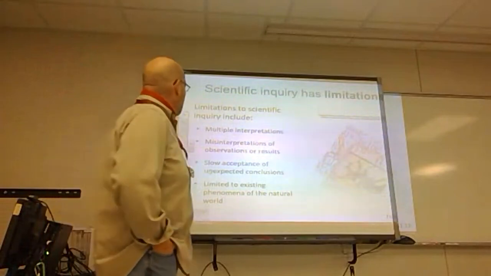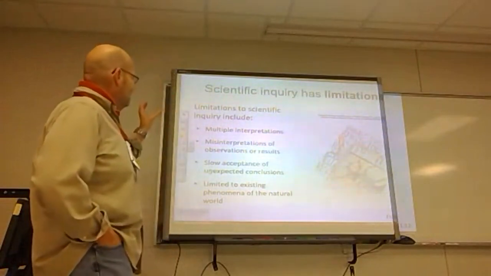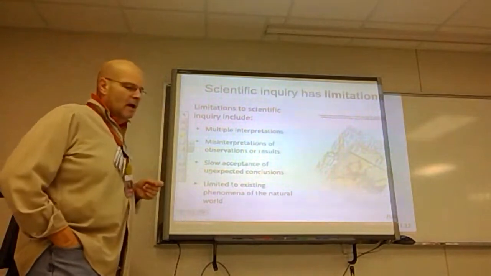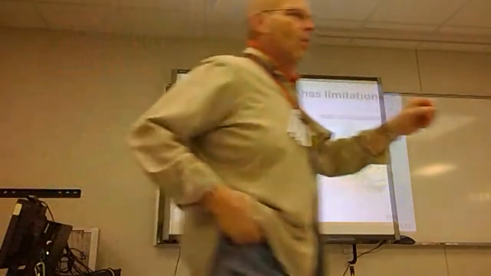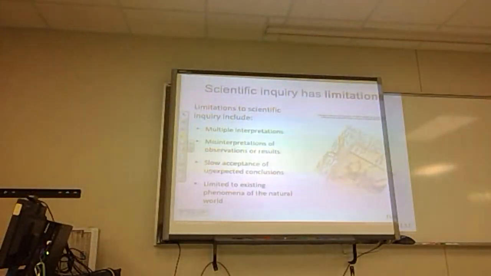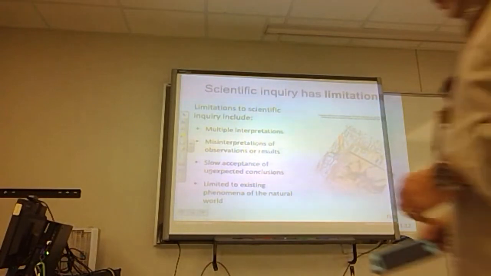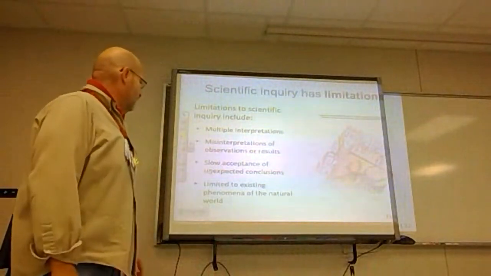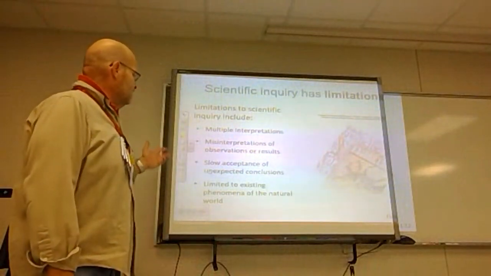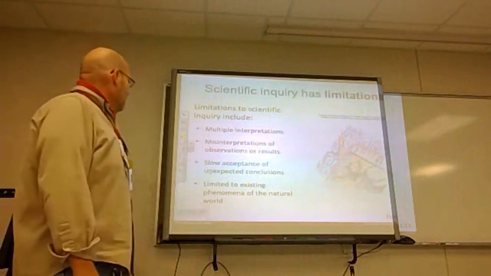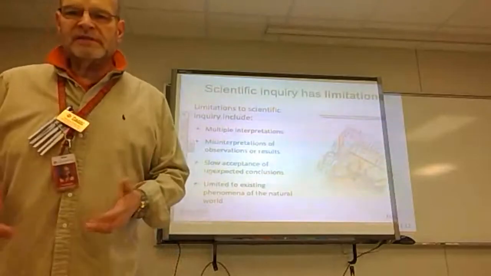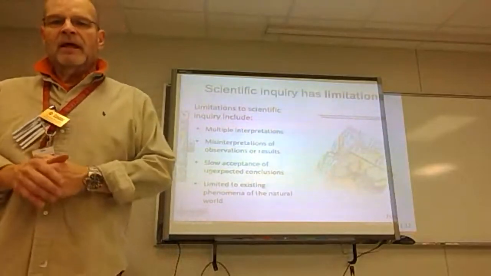So, the limits of science. You can see the same thing and have multiple interpretations. One scientist can see it one way, and another scientist can see it another. One researcher may interpret something one way, and somebody may reinterpret it another way. We have slow acceptance of unexpected conclusions. When something happens that you weren't expecting, most of the scientific community won't accept it.